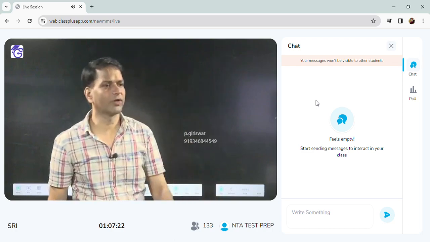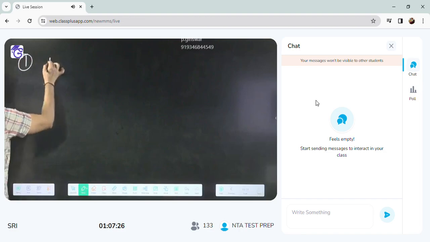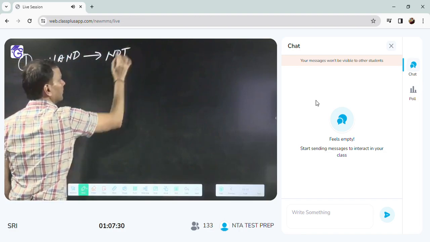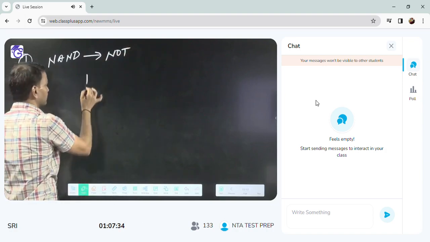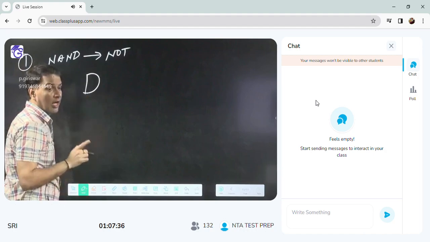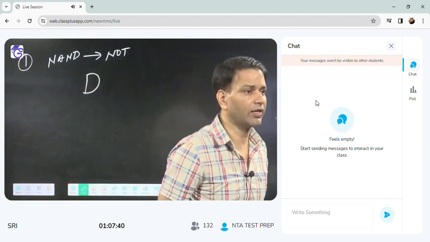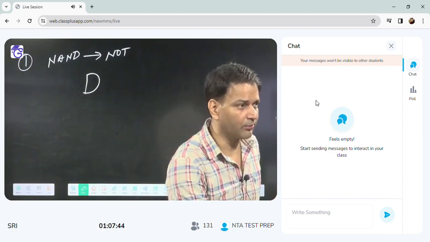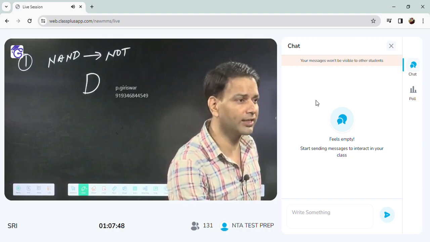Okay, so 2 conversion, 3 conversion I am showing. NAND to NOT, okay. NAND to NOT, then we required only one gate, one NAND gate, okay. NOT is the only gate that requires only one input, but the NAND gate, AND gate, OR gate, NOR gate, all the gates require 2 inputs.